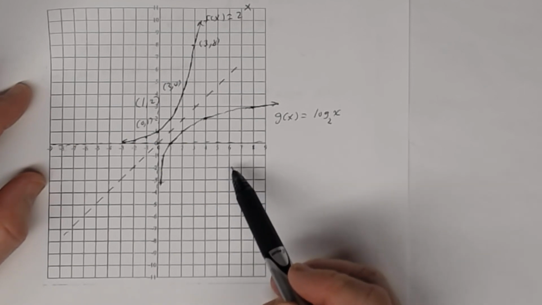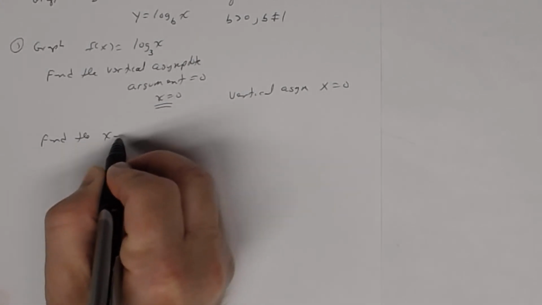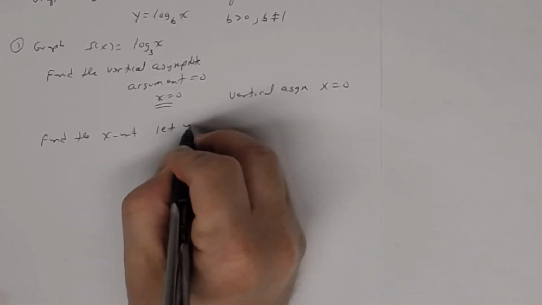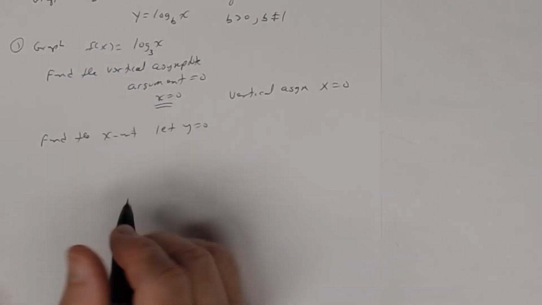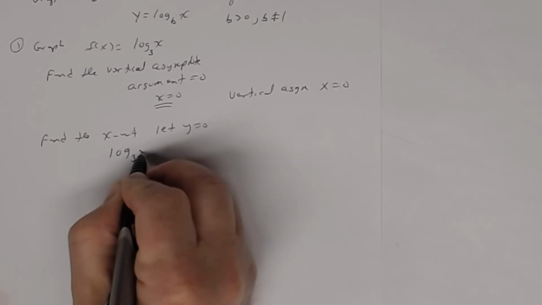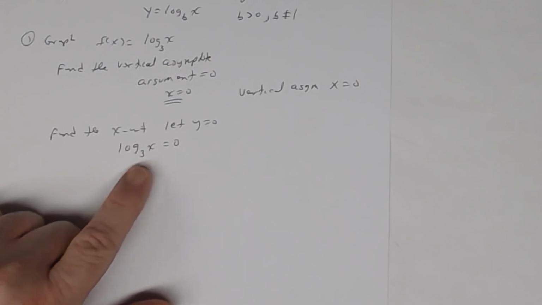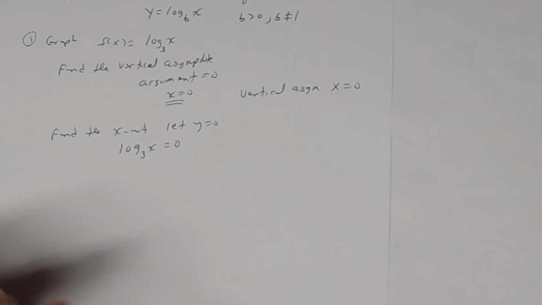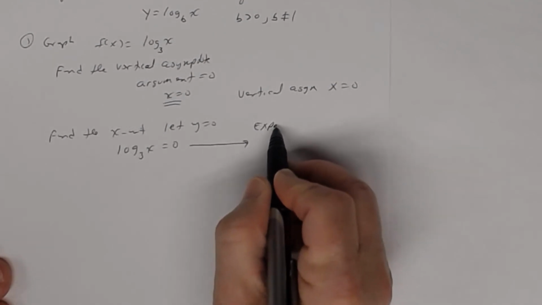So there's always going to be an x-intercept. Let's find the x-intercept. Remember from previous lessons, to find the x-intercept, you let y equal 0, right? So I'm going to set my function equal to 0. This is y, so I set this equal to 0. So I get log base 3 of x equals 0. You have to solve for x. Now you all know how to do this because in a previous lesson, you learned how to write a log equation as an exponential equation.